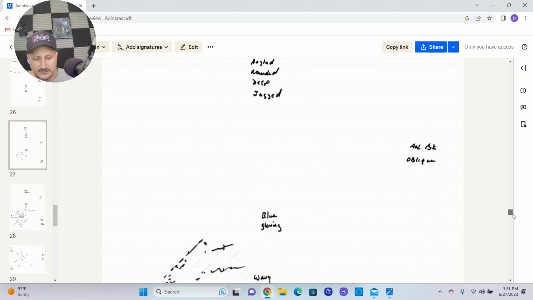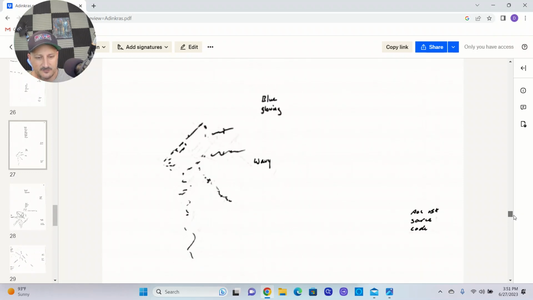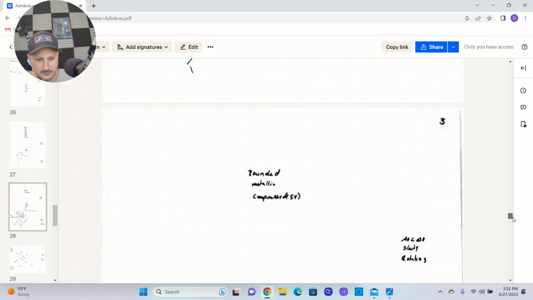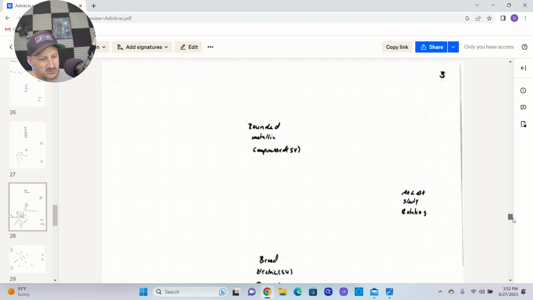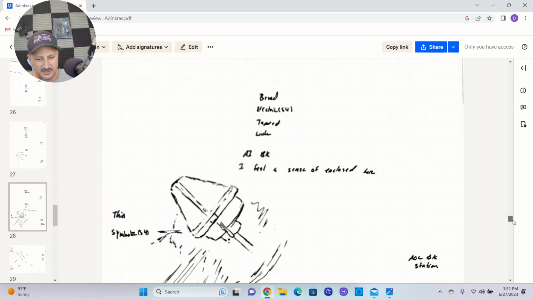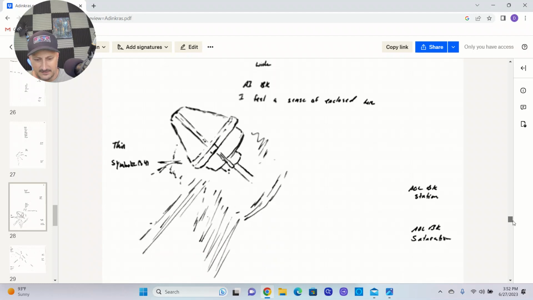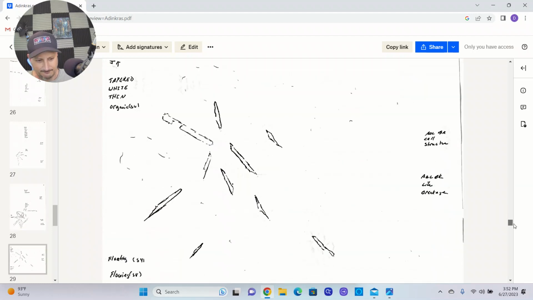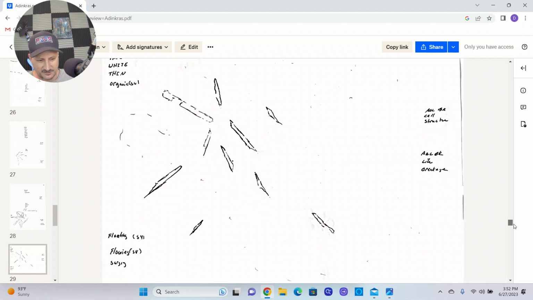So I go in again. I'm getting this energy, wavy. AOL break, source code. Rounded, metallic, compressed, slowly rotating. Okay, bro, I feel a sense of enclosed here. Symbolic, saturation. Cell structure.